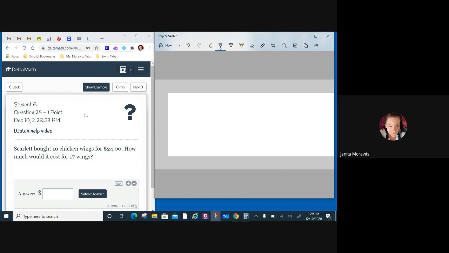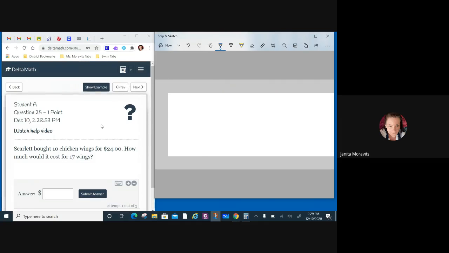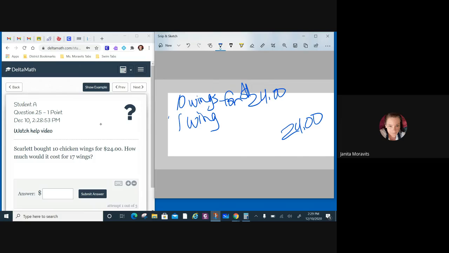Okay, problem number 25. Scarlett bought 10 chicken wings for $24. How much would it cost for 17 wings? So we have 10 wings for $24. All right, so let's find out how much one wing is. Well, we would take our $24 and we would divide that by 10.